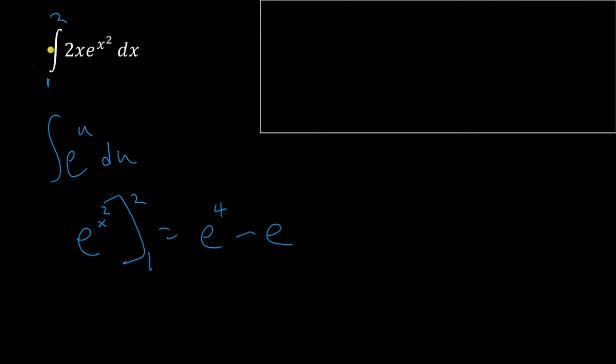So like I said, the 1 and the 2, these are the bounds for x. And I can also change it to get the bounds for u. How I do that is since u is equal to x squared, I'd plug in the upper and lower bounds for x. So if I plug in 1 for x, it gives me an output of 1. And if I plug in 2 for x, I get 4. So the 1 and the 4 would be my new bounds.